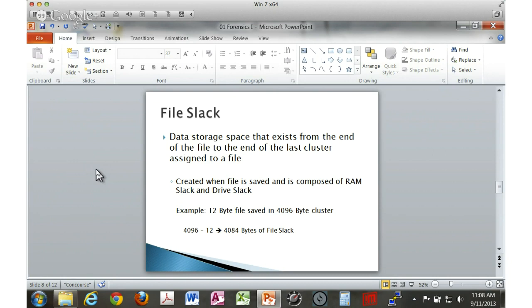What will be in that memory? Who knows? But it will contain something. Why is this important? 99.9% of the users out there don't realize that they're leaving breadcrumbs, trails, on their hard drive every time they save a file. And this could even be a temporary file, an automatic save. Okay? Because whatever follows the file up to the next sector boundary is going to be written.